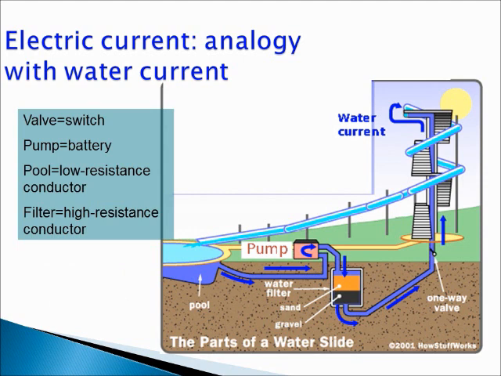Various parts of the circuit are similar to common devices inside the water slide. Each switch plays the role of a valve, and the battery plays the role of a pump that pushes water from low potential to high potential. The pool behaves like a low resistance conductor. Water propagates through it very easily. On the other hand, devices like filters that slow the flow of water play the role of the high resistance conductor.